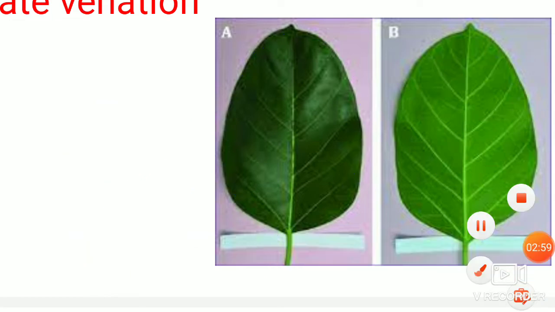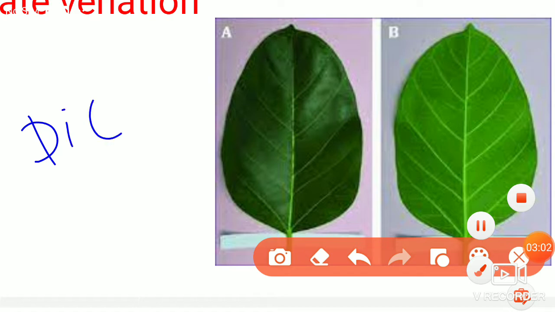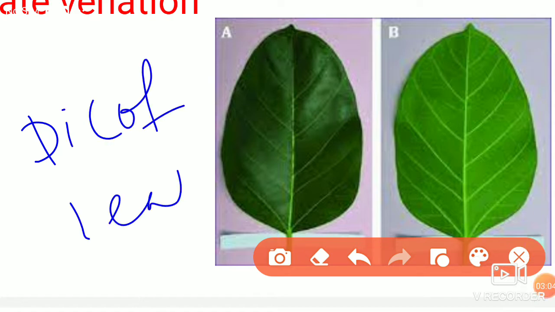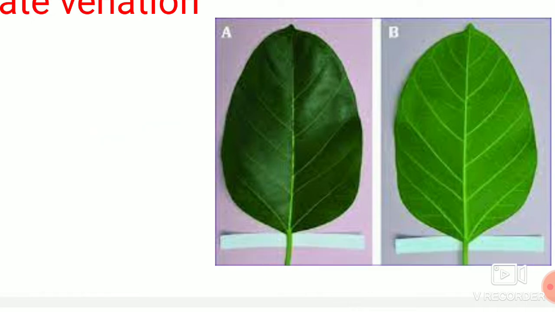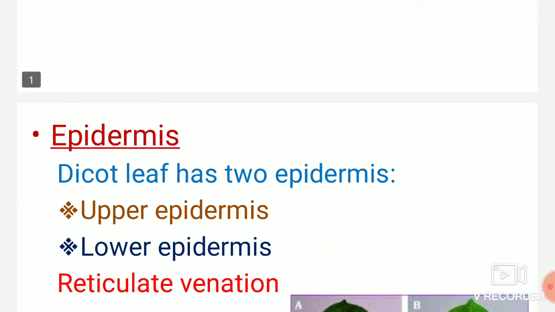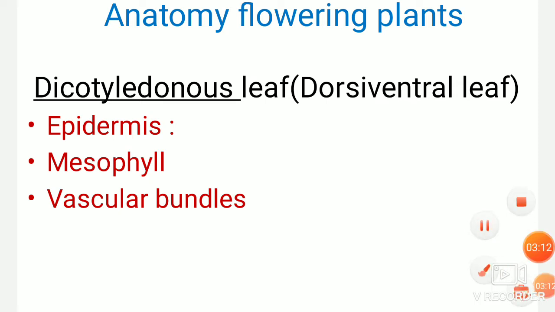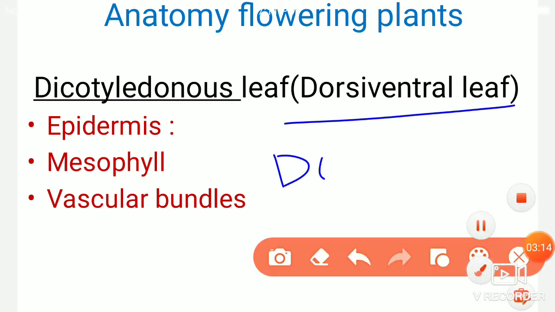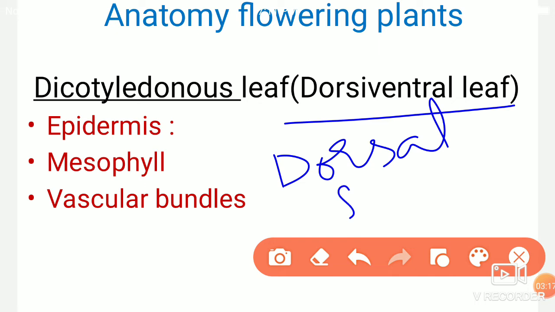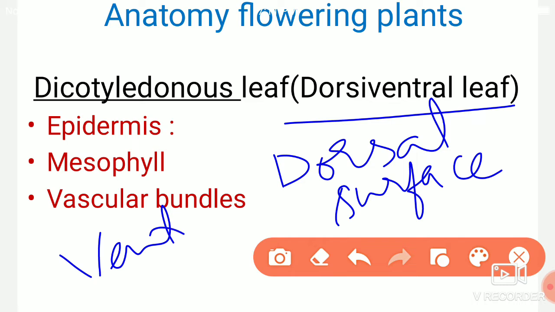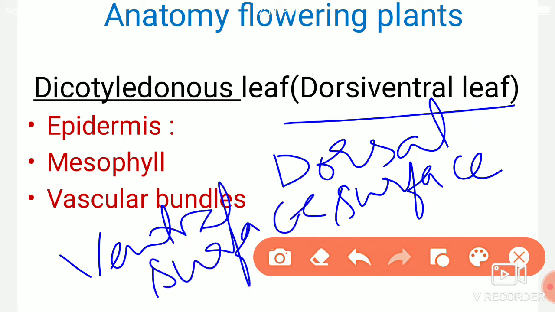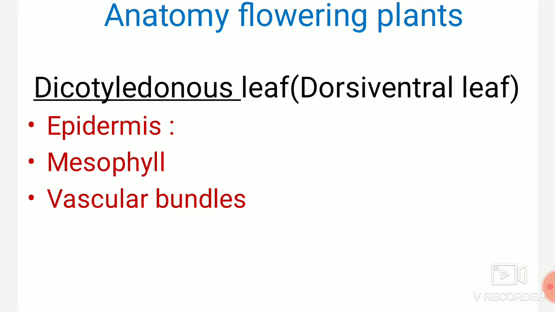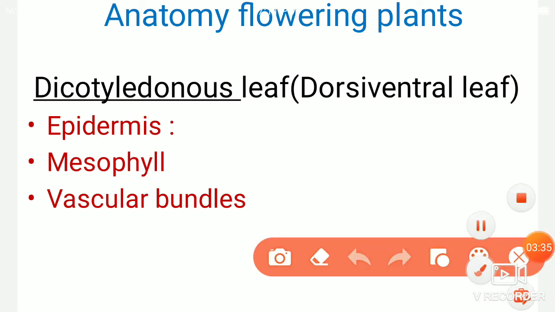That's why this leaf, the dicot leaf, is called the dorsiventral leaf. The dicot leaf has another name, dorsiventral leaf. In the sense, it has two surfaces: the leaf will have a dorsal surface and a ventral surface. That is why it is called the dorsiventral leaf.